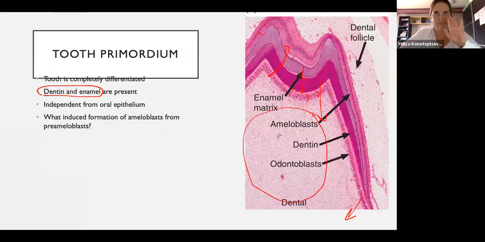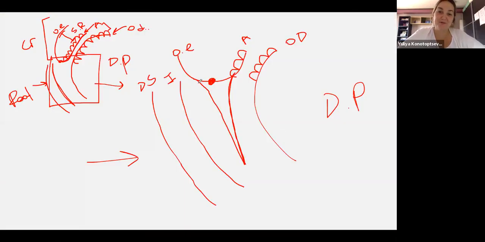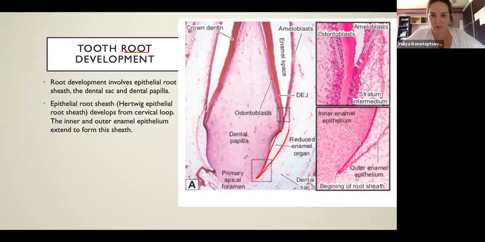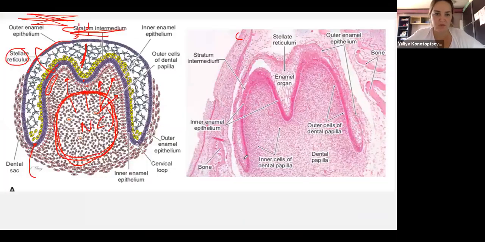This is not a cervical loop. So this conical thing has a name. For now, I'm going to call it HERS. Okay, so this is called HERS. To make sure that you understand the difference, let me go this way.